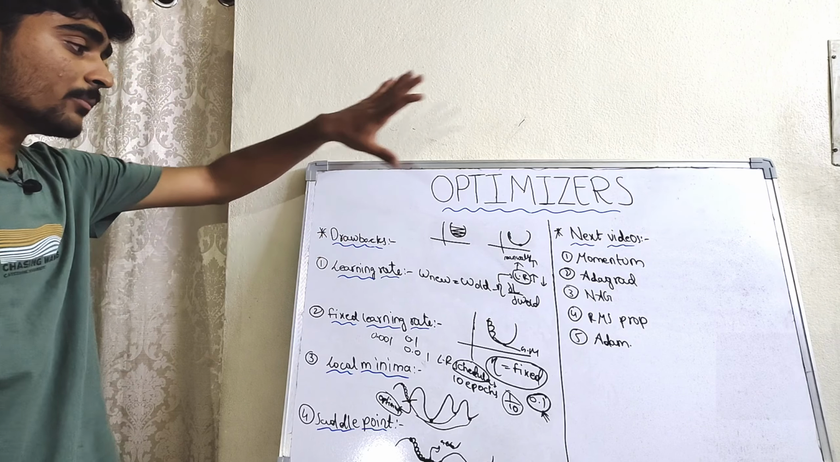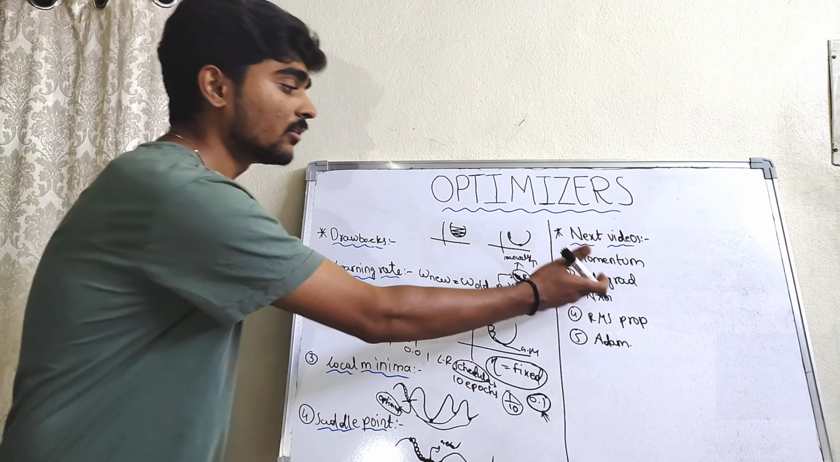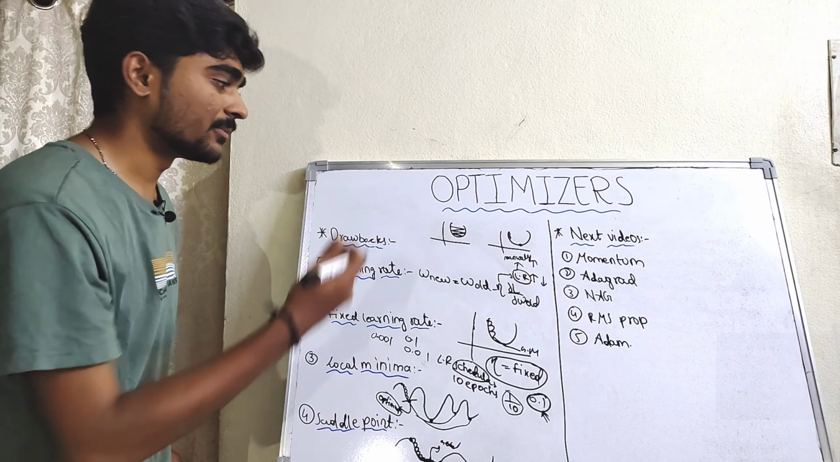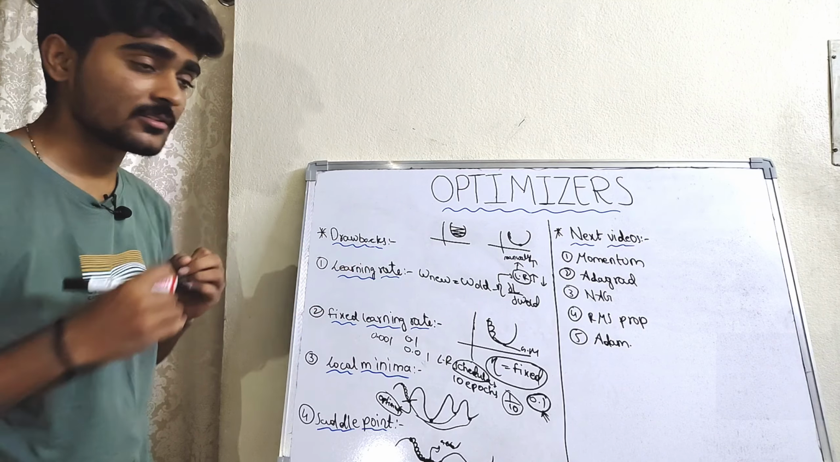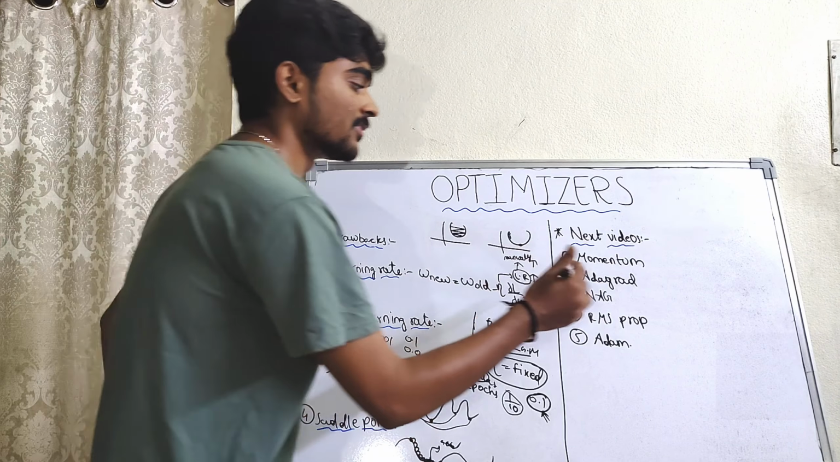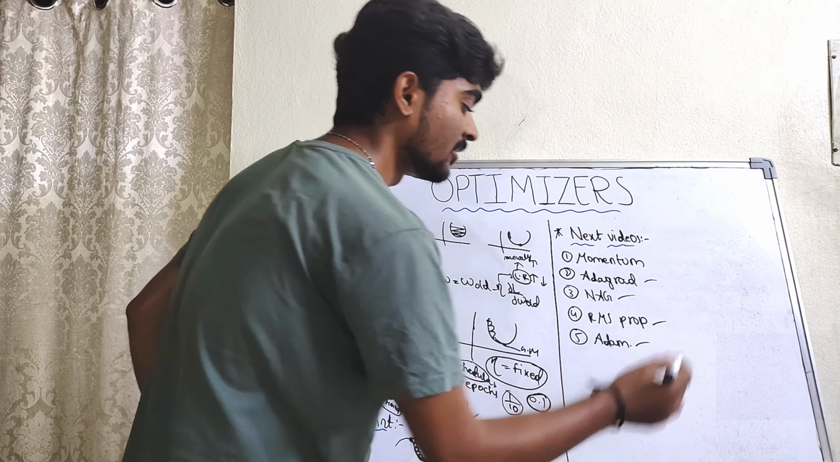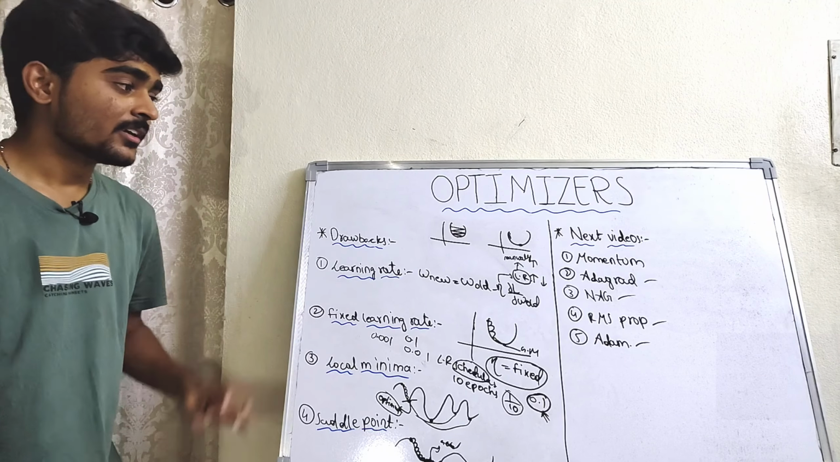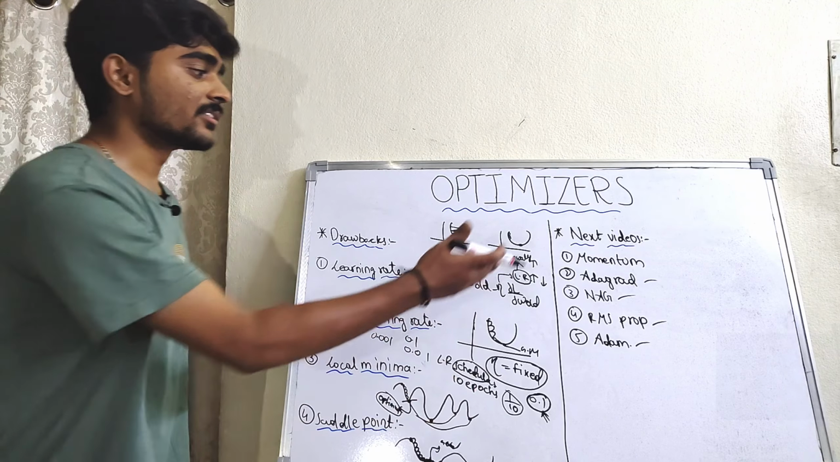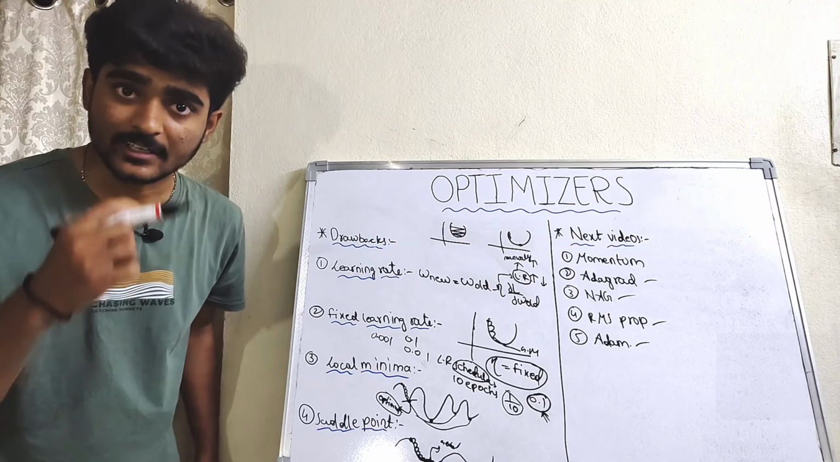Now to overcome these four problems, we have optimizers. Our optimizers are designed to overcome these four problems. First is Adagrad, second is NAG, third is RMSprop, and fourth is the Adam optimizer. In our further videos, we'll be discussing all these concepts in detail.